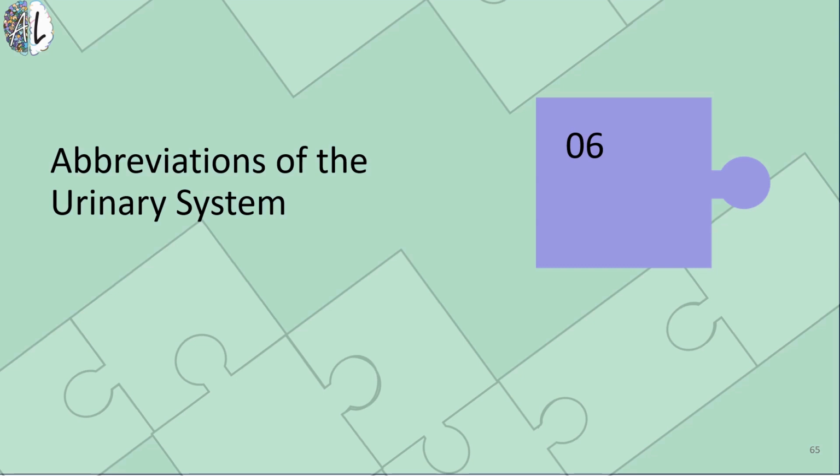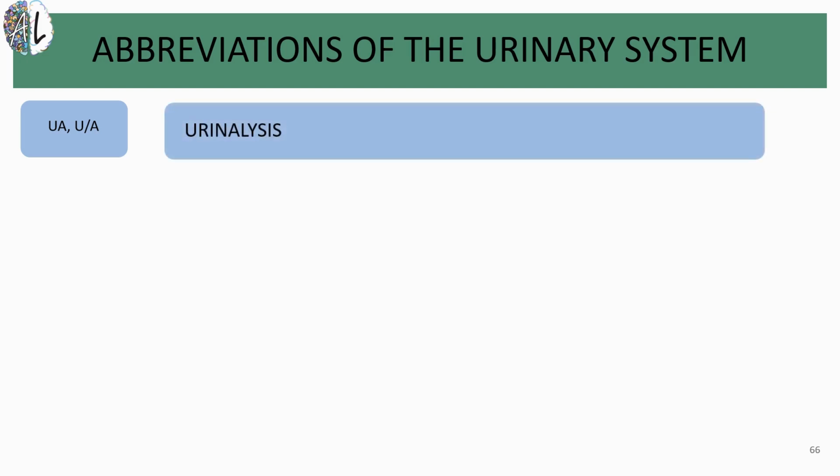Let's take a look at some abbreviations of the urinary system and how you might see them in some of your clinical notes. Okay, first up is the term UA, so just a capital U and A, or you might see a backslash through the center of it, so U with the backslash and the A. Just depends on who's writing it and how they learned it. But that is the term for a urinalysis, when we take a look at the components of the urine.